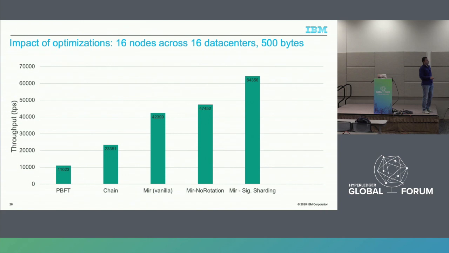This is the impact of rotation, right? So bucket rotation, we need it basically to eliminate censoring by Byzantine replicas, and it turns out that there is not much impact. There is a 10% impact. You need to do it. It seems expensive, but it's not. So this is what this point shows us.